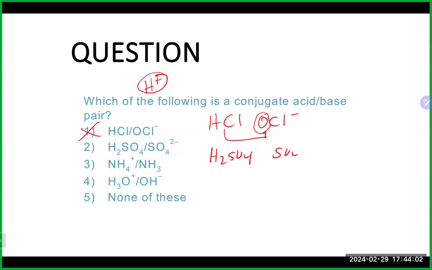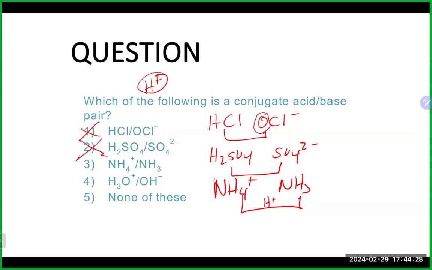H2SO4 and SO4 2 minus, are they pairs? They are not pairs either, because the difference between these two is more than one H plus, although they are obviously related to each other, they're definitely not pairs in this case. We're going to go with NH4 plus and NH3. The difference between these two is only one H plus. So there we found one. You can see that by either putting the H plus on the NH3 and you get NH4 plus, or you take away the H plus from the NH4 plus. So that looks like a winner.